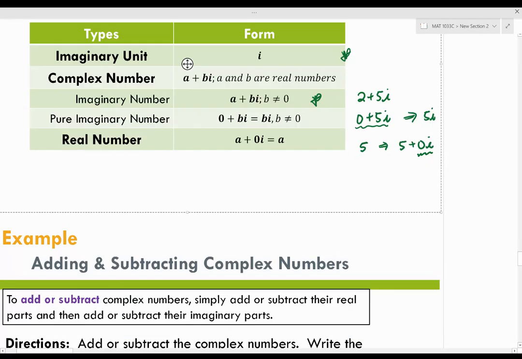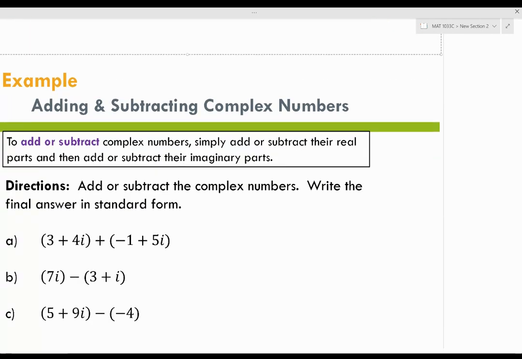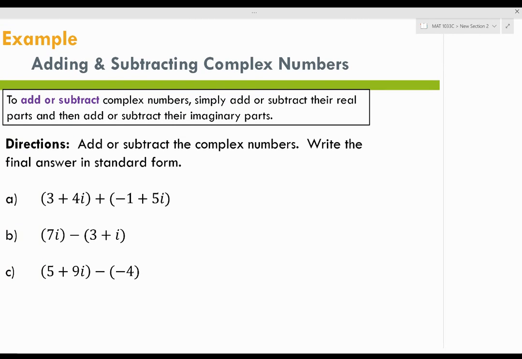Okay. So the first thing we're going to do, we're going to learn how to add and subtract complex numbers. So to add or subtract complex numbers, we're simply going to add or subtract their real parts and then add or subtract their imaginary parts. So if you want to think about it, it's like combining like terms. Okay, so our directions say to add or subtract the complex numbers and then write the final answer in standard form. Okay, so standard form is a plus bi.